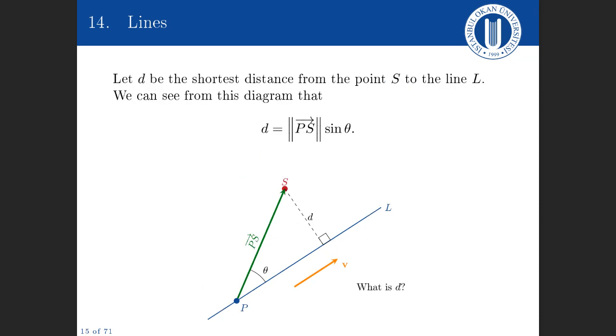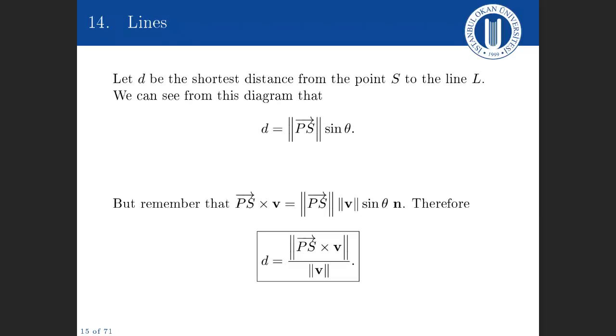Now, you can see from this diagram using trigonometry that D is the norm, or the length, of the vector PS multiplied by sine theta. But remember from last week, PS cross V is the same as norm of PS, norm of V, sine theta, and then the unit vector n. We take the norm of this vector, then the n will disappear because it's a unit vector, and the norm of a unit vector is equal to 1. Rearrange that and we get our formula. Distance from a point to a line is the norm of PS cross V divided by the norm of V.